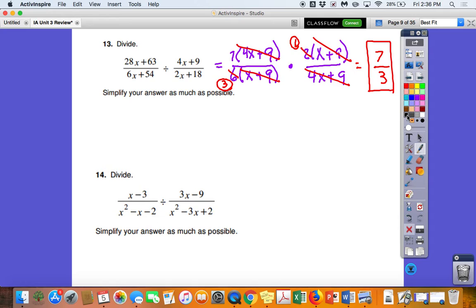Okay, scoot on down here. Same idea, keep, change, flip. So I can't do anything with x minus 3. For that trinomial, I need 2 numbers that multiply to 2 and subtract to 1. That would be 2 and 1. Signs are different. Big one's negative. I'm going to change it to multiplication.